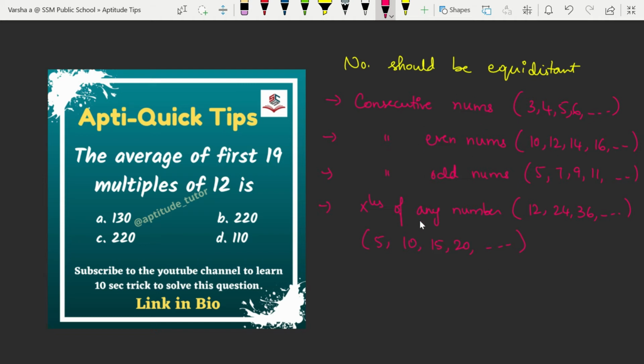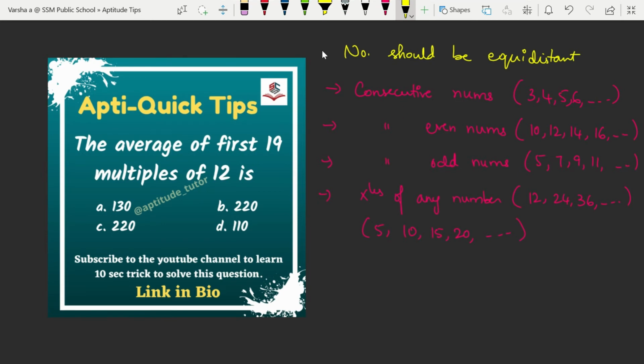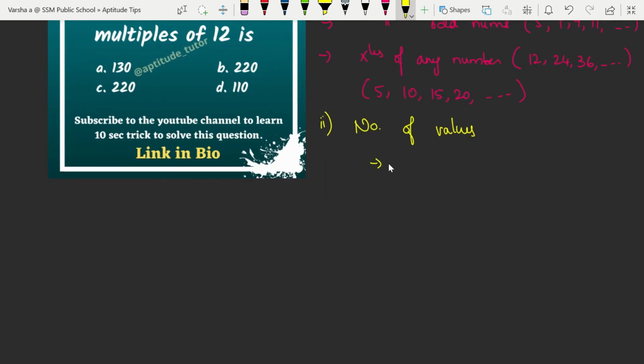So in all such numbers where we have a common difference between every pair of numbers, this trick can be applied. This is the first point to be considered, that is, numbers should be equidistant and it has to be either in increasing or decreasing order. The second point to be considered is the number of values that are given. How many values are given? Do we have an odd number of values or an even number of values?